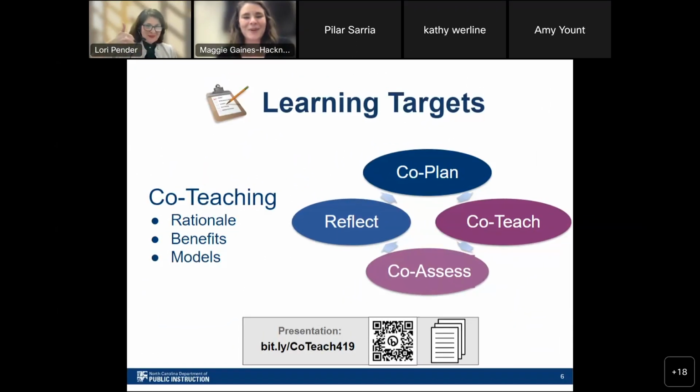We're going to learn about the rationale for, the benefits of, and look at the 7 different models of co-teaching. And additionally, we will talk about the different components of the collaborative instructional cycle, which will play out, and we'll hit each component along the 2 sessions for this PD.